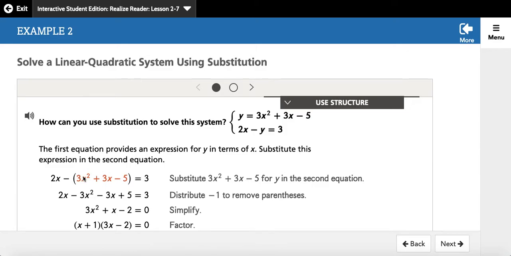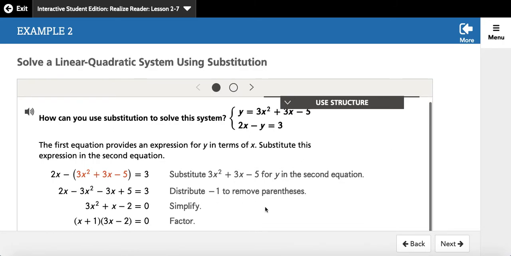So you want to distribute the negative sign, which makes these two negative and that positive. And fill out the equation, it equals 3. So then you need to subtract 3 from both sides and combine like terms, the 2x minus the 3x. So here's the quadratic after you substitute.